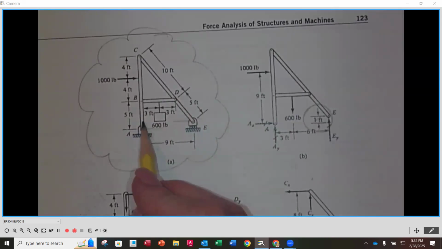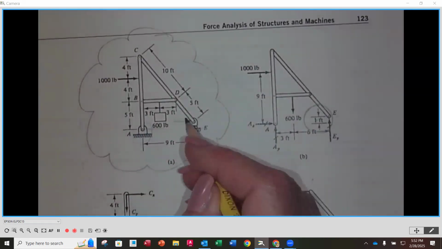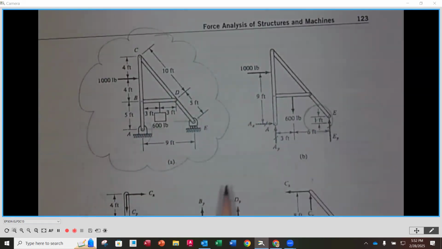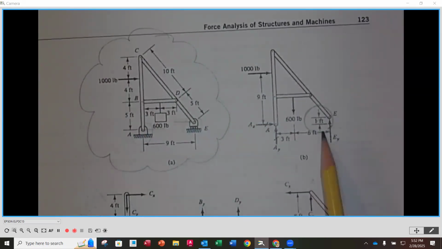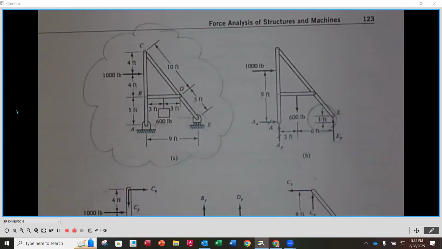And you'll notice at A here, we have a support. This is going to be a pin support. And at E, we're going to have a roller. Something I want you to notice is that there is a difference here of 1 foot. So E is not in line with A. There is a 1 foot difference vertically in E to A. That's going to be important as we work with creating our reactions at the supports.